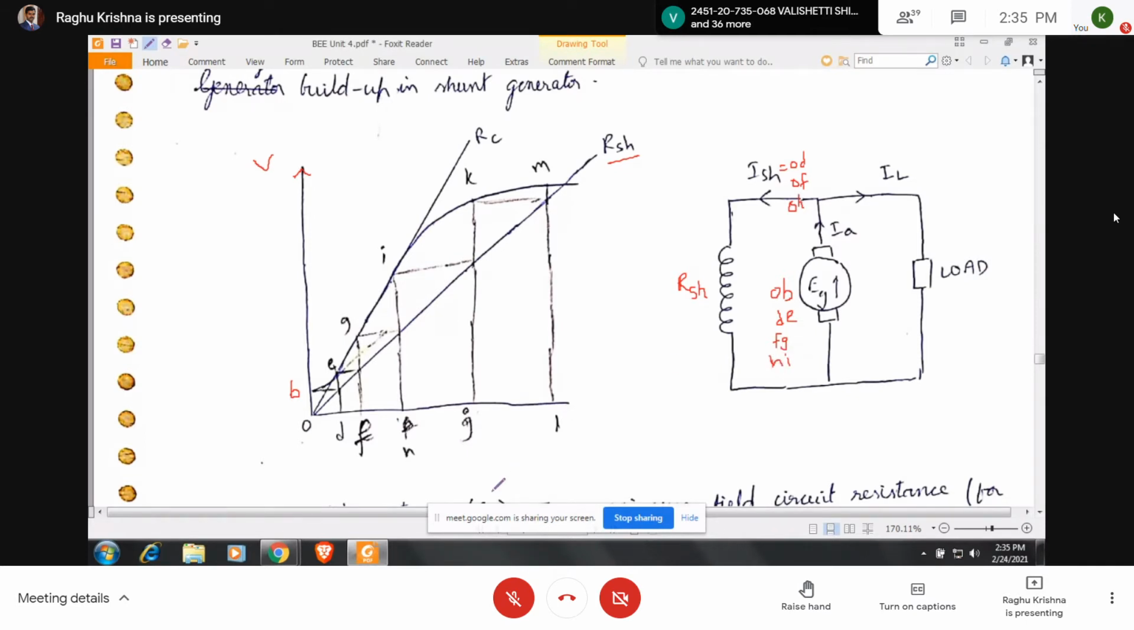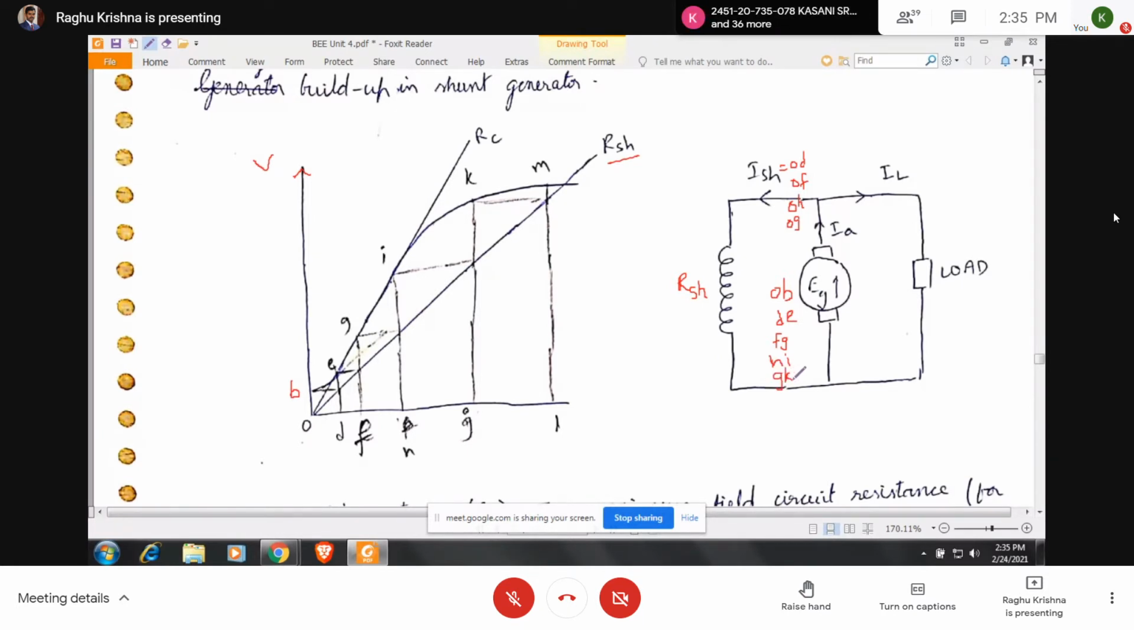Due to this HI voltage, how do we get the current? Voltage divided by resistance. Due to this value of voltage, you are going to get a current of OG. The current becomes OG, so due to this OG, the voltage will be GK.